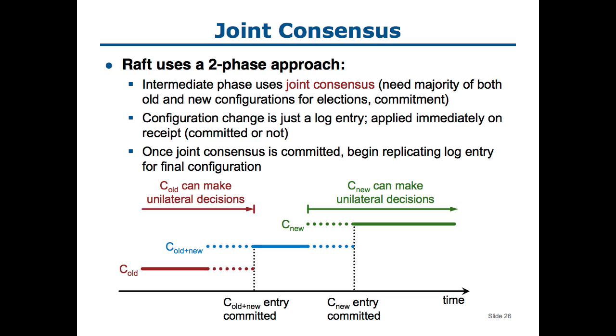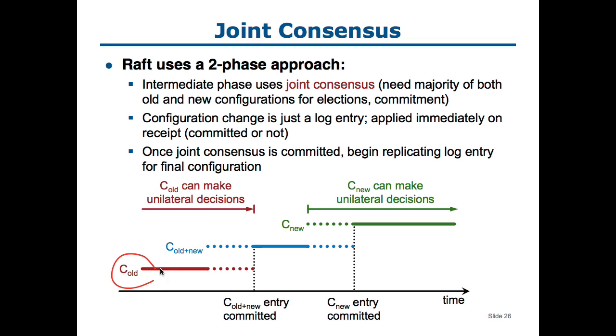Raft switches first to an intermediate phase called joint consensus. During this phase, the cluster consists of all of the servers in both the new and the old configuration, so the union of those configurations. But decisions such as elections and commitment require a separate majority, separate agreement from both the old configuration and the new configuration. Let me show you how this works.